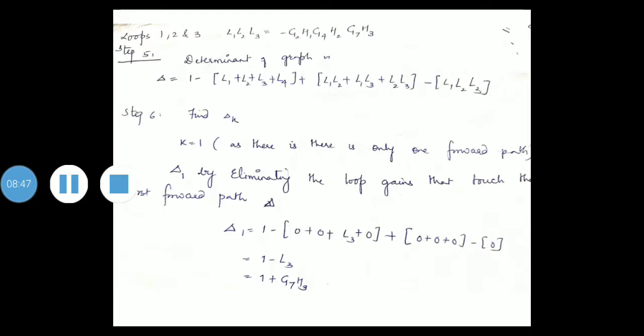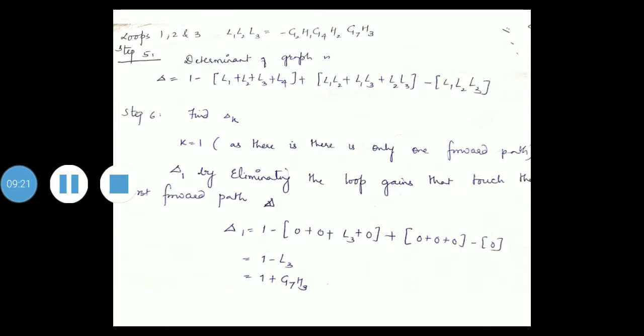Loop 1, 2 and 3 are non-touching, so take the product of all those loops. L1 L2 L3 is equal to minus G2 H1 G4 H2 G7 H3. Now find the determinant. Determinant of the graph, delta, is equal to 1 minus (L1 plus L2 plus L3 plus L4) plus (L1 L2 plus L1 L3 plus L2 L3) minus L1 L2 L3.